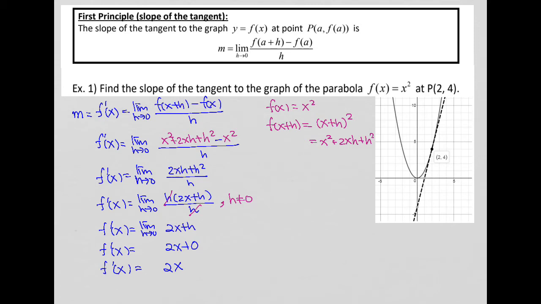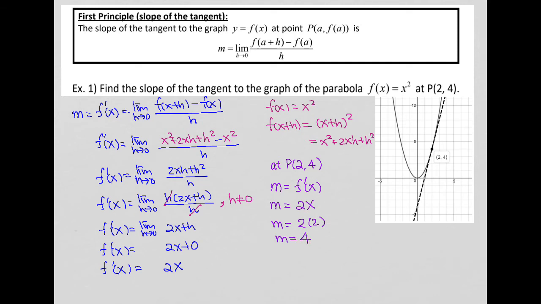So what does that mean by derivative? Derivative means the slope of a tangent at any point along the curve. So at this point, we are finding the slope of tangent at P, which is (2, 4). So slope of tangent, which is f prime of x, is 2x. So when x equals 2, we write slope equals 2 times 2. We say slope is 4.